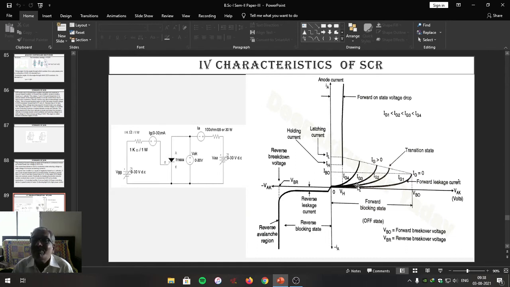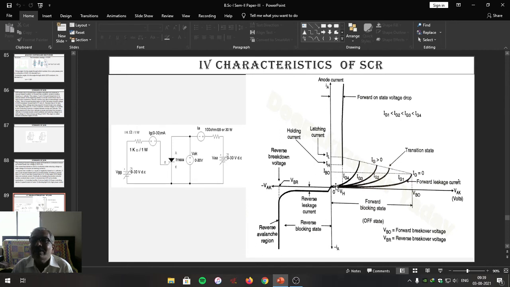How does it control? For gate current 0, breakover voltage is a maximum. As you go on increasing the gate current, breakover voltage reduces, meaning the SCR conducts earlier and it conducts for more time. So that's why the anode current will be more. Hence the power developed across that particular device is more. So that's why the gate is called the control terminal.